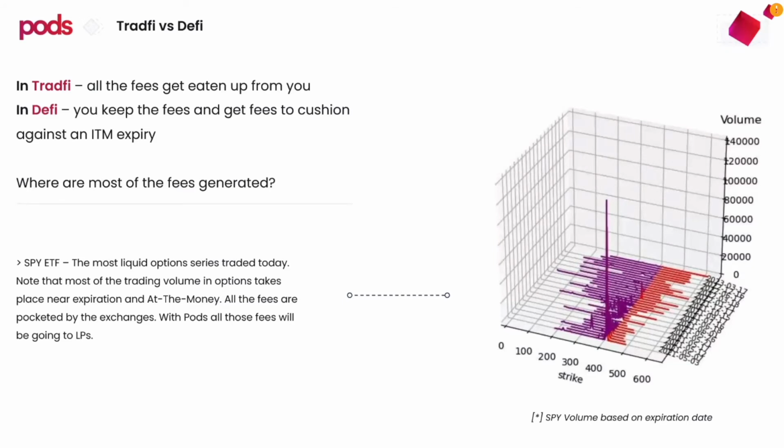As an interesting example, right here we have a graph of where most of the fees would be generated in traditional finance. What you're looking at is the SPY ETF. It is one of the most popular, most liquid option series traded today. If you notice where most of the volume is generated, it's happening pretty much close to at the money, expiring about, let's say, 2 weeks out. Unless there are highly unique events, like Federal Reserve meetings, there may be a lot of volume happening at those events.